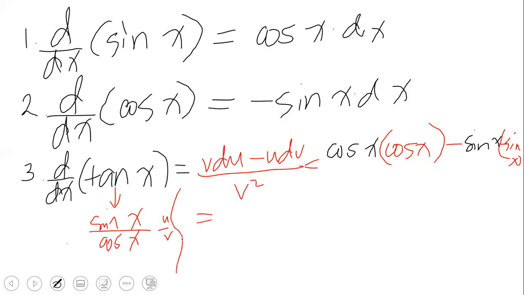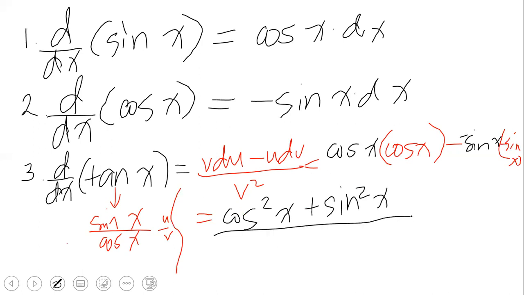So that will be cosine squared x. Since negative negative is positive, sine squared x over cosine squared x.